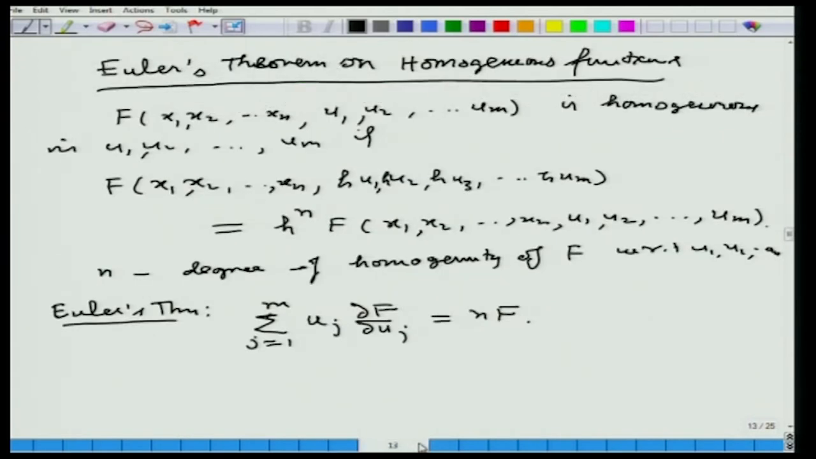Then we considered a function of several variables, where the function f has n variables x1, x2, xn and u1, u2, um, and it is homogeneous of degree n in u1, u2, um if this condition is satisfied. When you replace the variables u1, u2, um by hu1, hu2, hum, then h to the power n comes out, and it is multiplied by f of x1, x2, xn and u1, u2, um. This n is called the degree of homogeneity, and Euler's theorem states that the summation over j equal to 1 to m of uj del f over del uj is n times f.